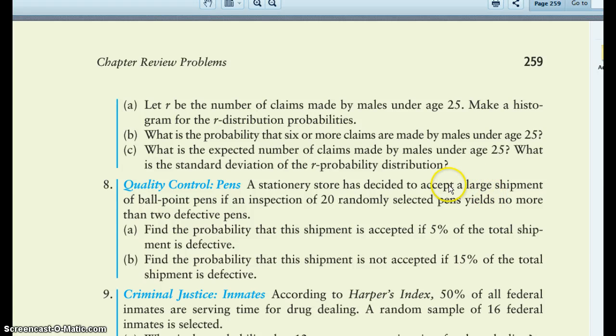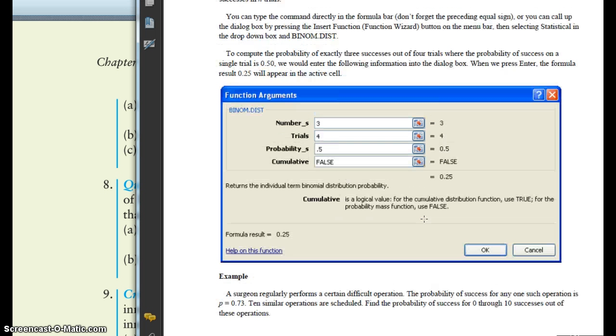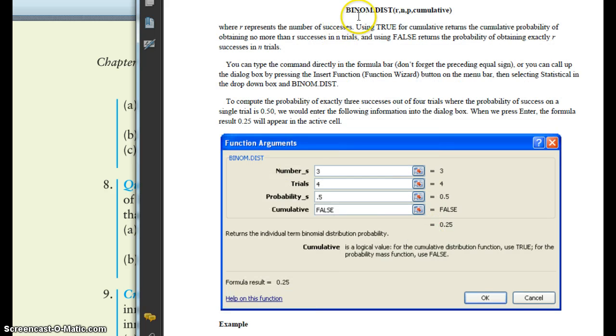If you haven't done the Excel yet, I highly recommend doing the Excel. On page 50, it's part of your reading. You'll see how to do binomial distributions using Excel, where you enter your number of successes, the number of trials, and the probability of success. And then cumulative can save you some time. So you either type false or true here.